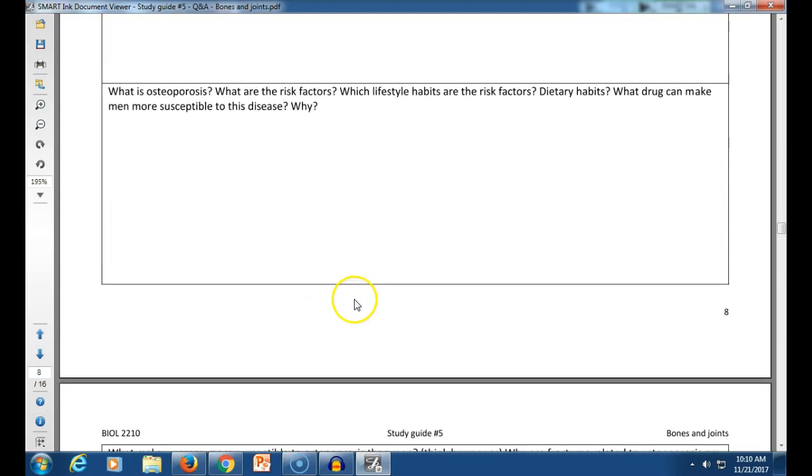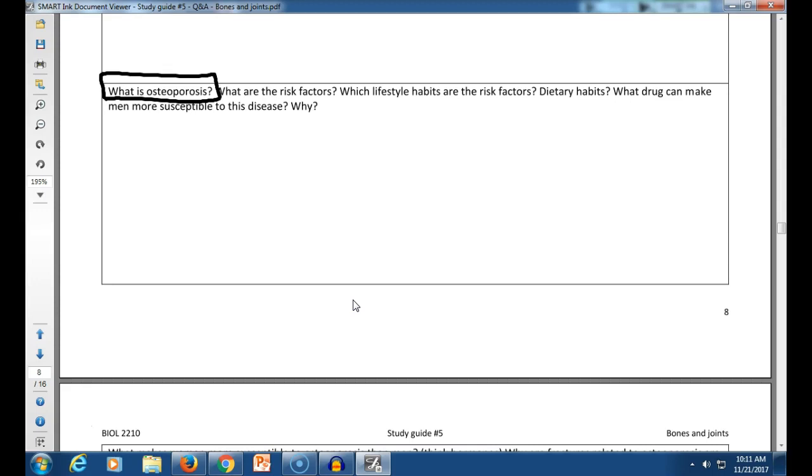Osteoporosis. You have more bone resorption than deposition. Excellent. More bone resorption than deposition. Essentially, a big part of it is the hormonal regulation. So risk factors. Go.